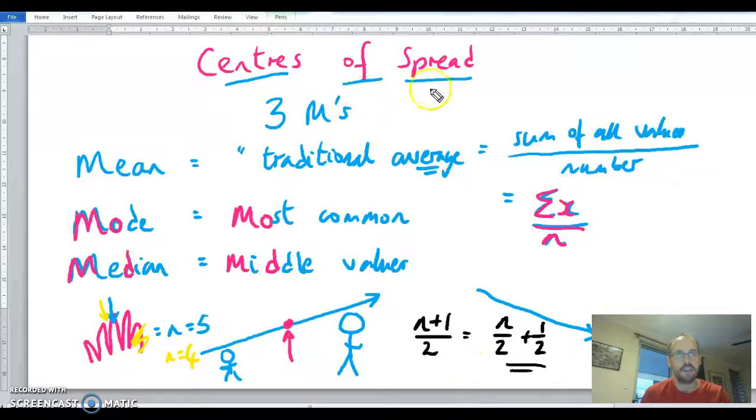So there we go. Centers of spread. Another word that we call them, they're averages. And we have 3 types. We call them the 3 M's. Mean, the traditional average, where we add them all up and divide by the number there are. The mode, which is the most common, like Le Mode, the French fashion magazine. And median, like the median road strip, the middle value.